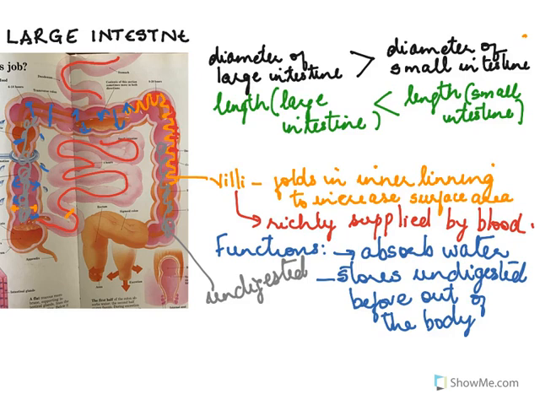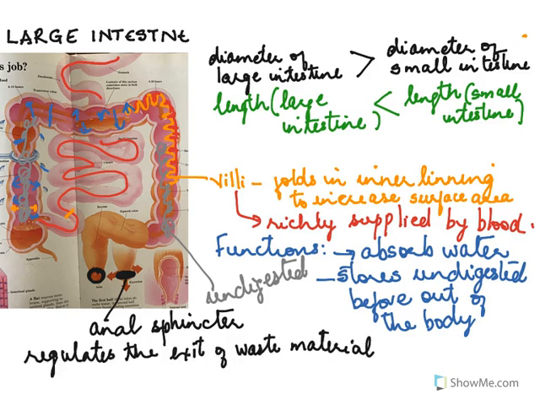There is one important point we've got to learn about the structure of the large intestines. It's called the anal sphincter. Now at the end here in this region is the muscular anal sphincter. It regulates the exit of waste material. So the exit of this waste material is regulated by the anal sphincter, which is very muscular.